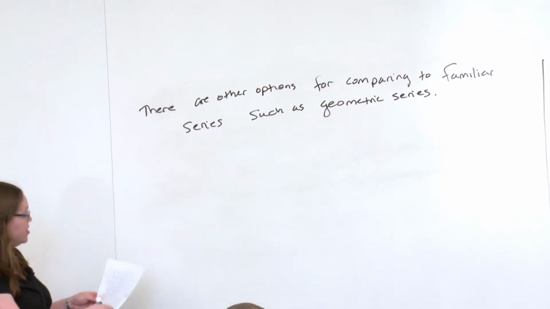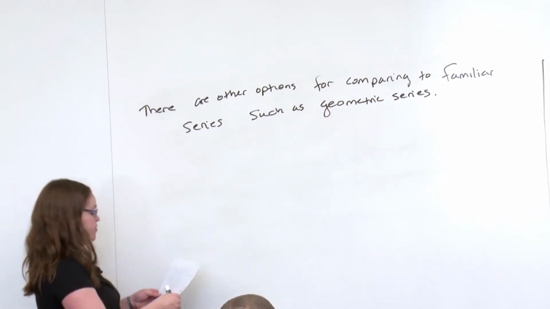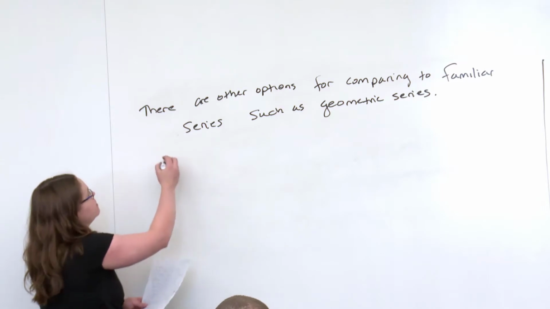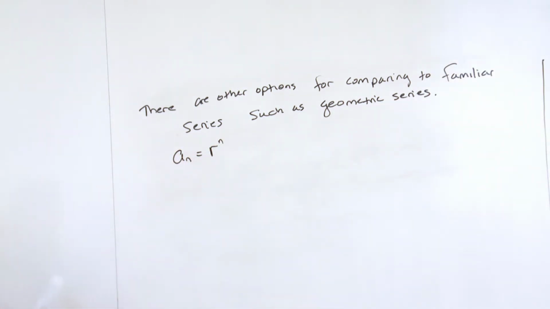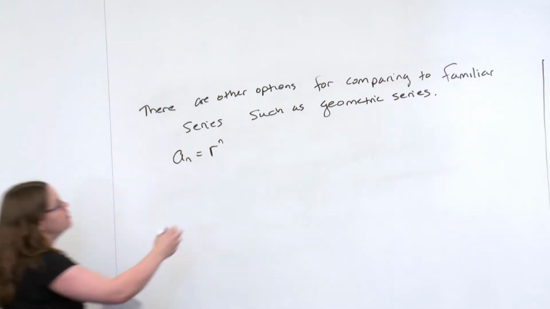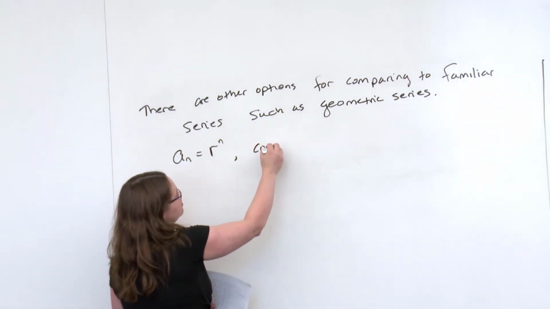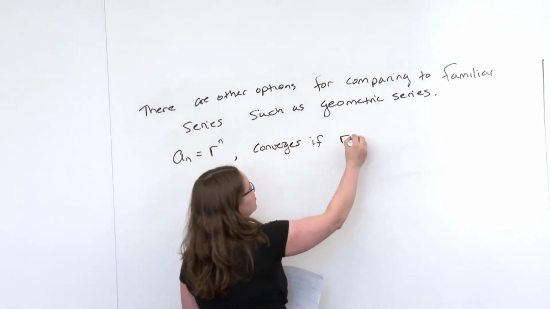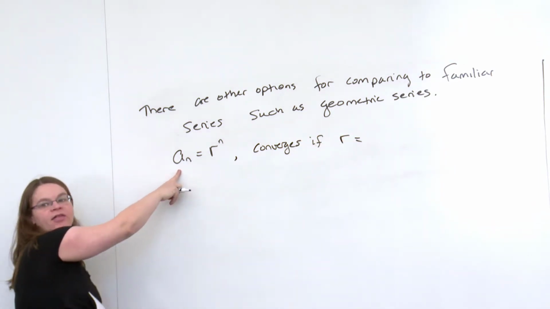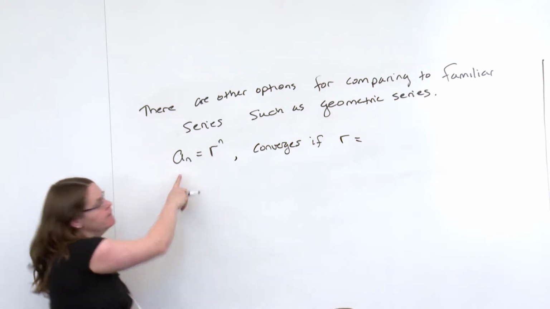OK, so we didn't learn anything here. What we know about geometric series is it looks at terms that look like r to the n, right? And this converges if r is less than 1. r is really the nth root of a_n.